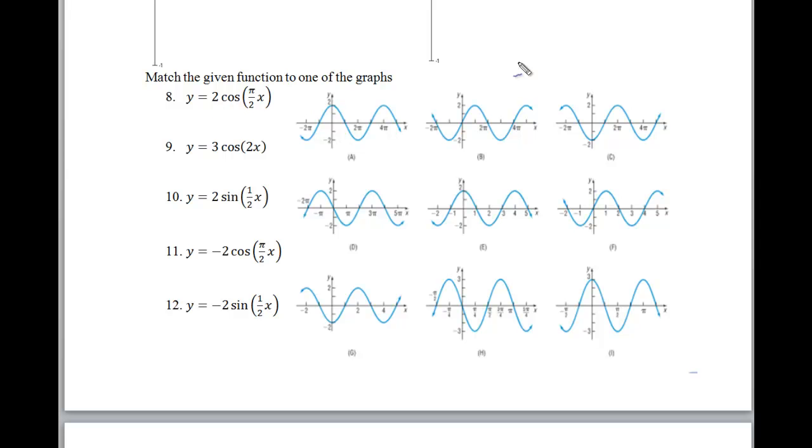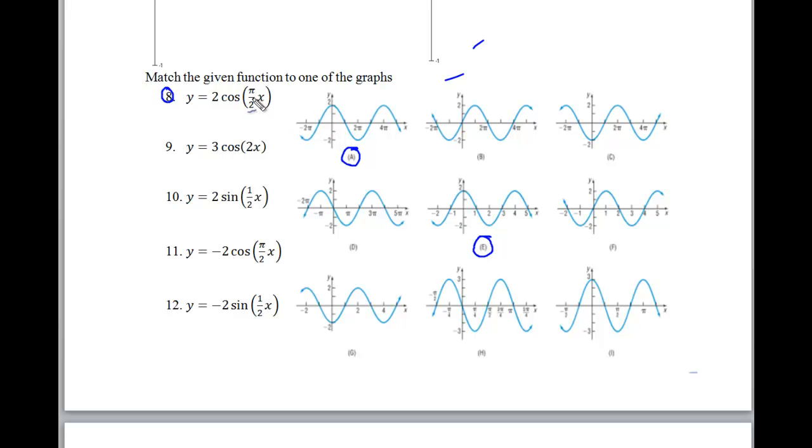So it's a cosine wave that starts at 2. Now, here we have A, which is a cosine wave that starts at 2. Let's look at all the other graphs. Here we have E, which is also a cosine wave that starts at 2. Alright, so let's look at all the other graphs. Okay, so it's either A or E for problem number 8.